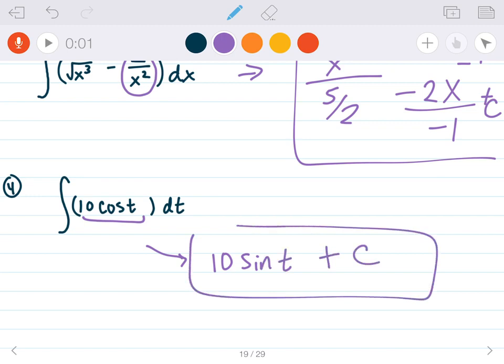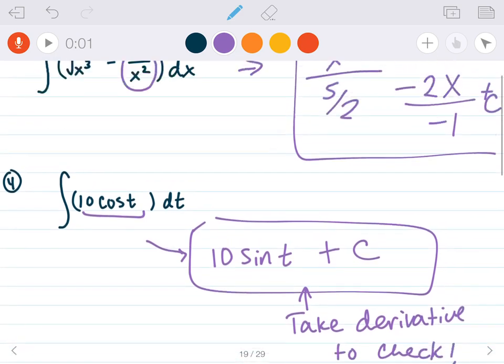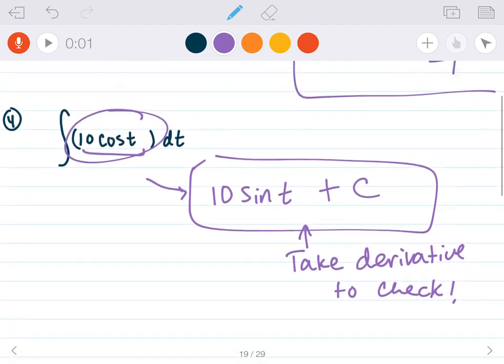That's our answer. And you can check yourself. You can take the derivative of this to check. And you'll see that indeed you do get 10 cosine of t when you take the derivative of 10 sine of t plus a number. All right, let's see where we're at here with time.